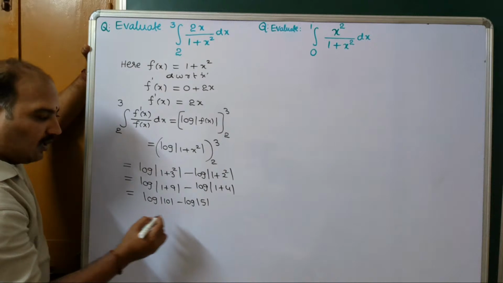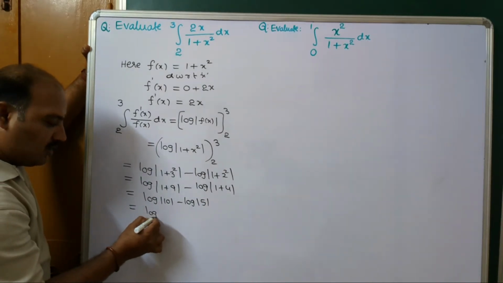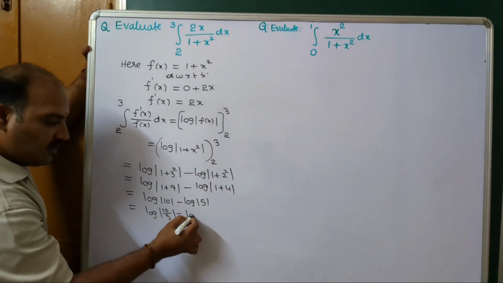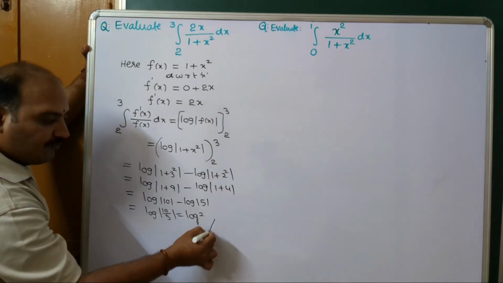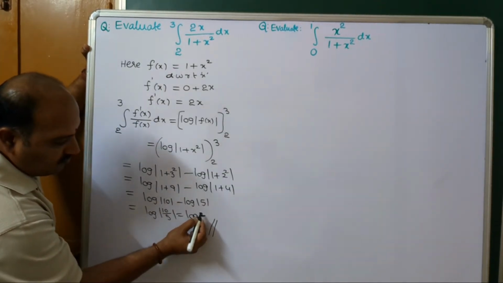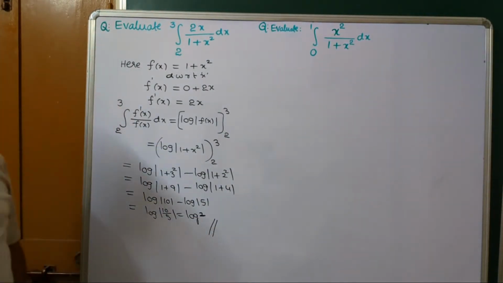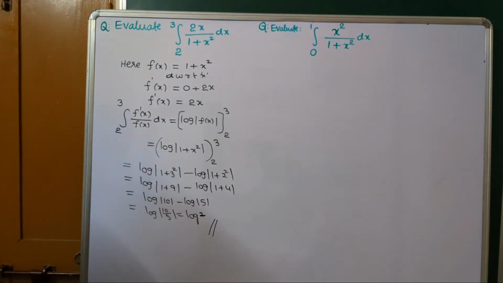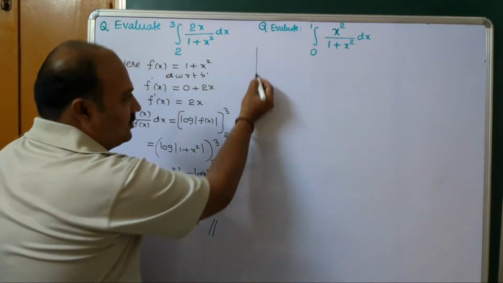Log a minus log b is log a by b. So log 10 by 5 is equal to log 2. Therefore, the given integral value is equal to log 2. Now we'll move to another question.